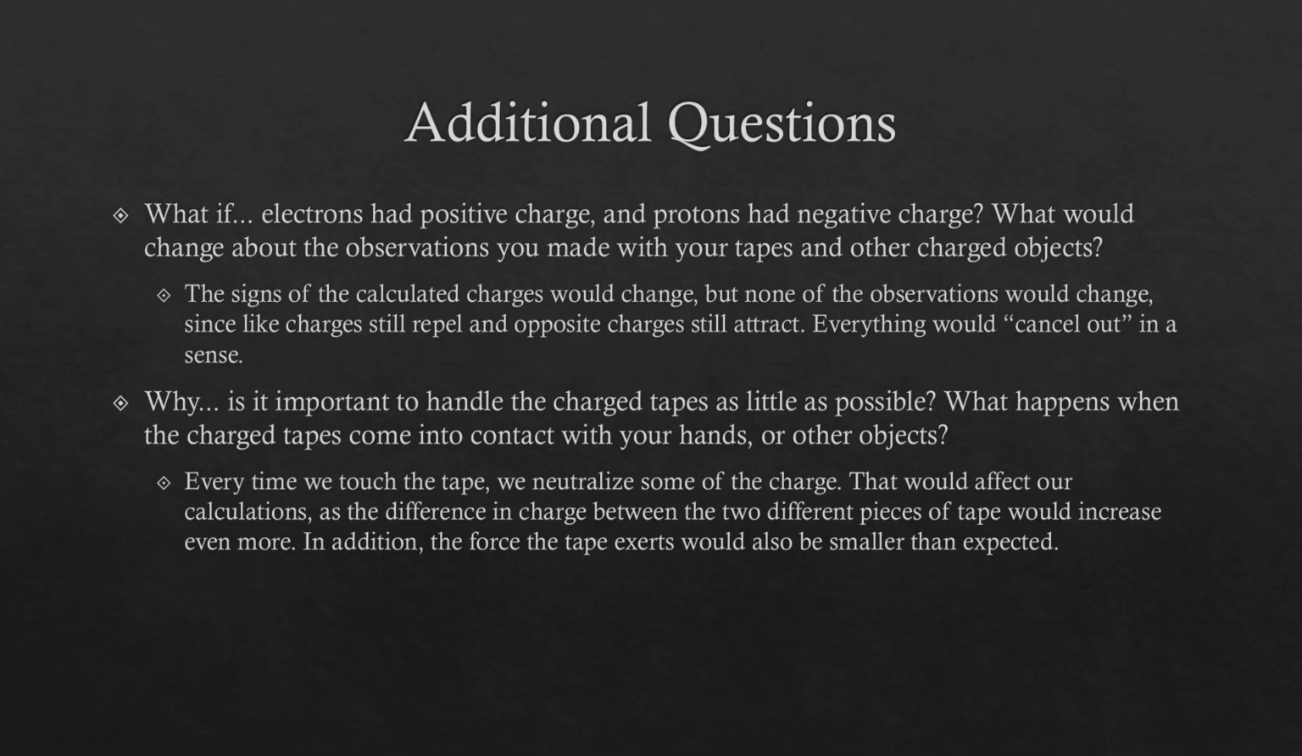Now, if electrons had positive charges and protons had negative charges, the signs of the calculated charges would be swapped, but none of the actual observations would change because the interactions would still remain the same. Everything would basically cancel out. It's also important to handle the charged tapes as little as possible to ensure that we don't neutralize the charges of the tape too much.